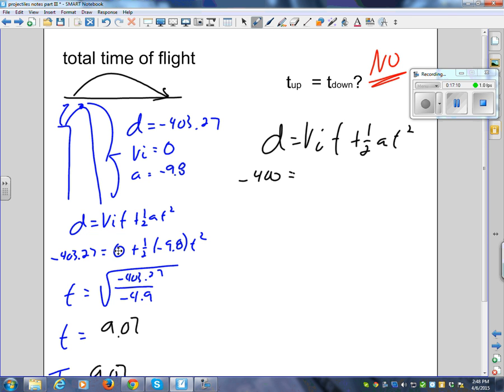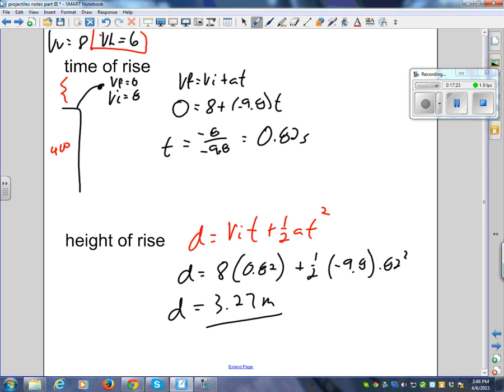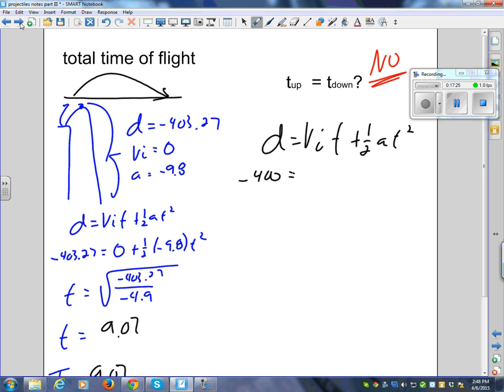We use this because we want the VI to be 0. But we can't do that here. If we say the D is minus 400, then the VI is actually 8. And not only 8, but it's plus 8. Let me lay it all out, and then I'll explain, okay? Plus 1/2, what's my acceleration? And I'm solving for T.